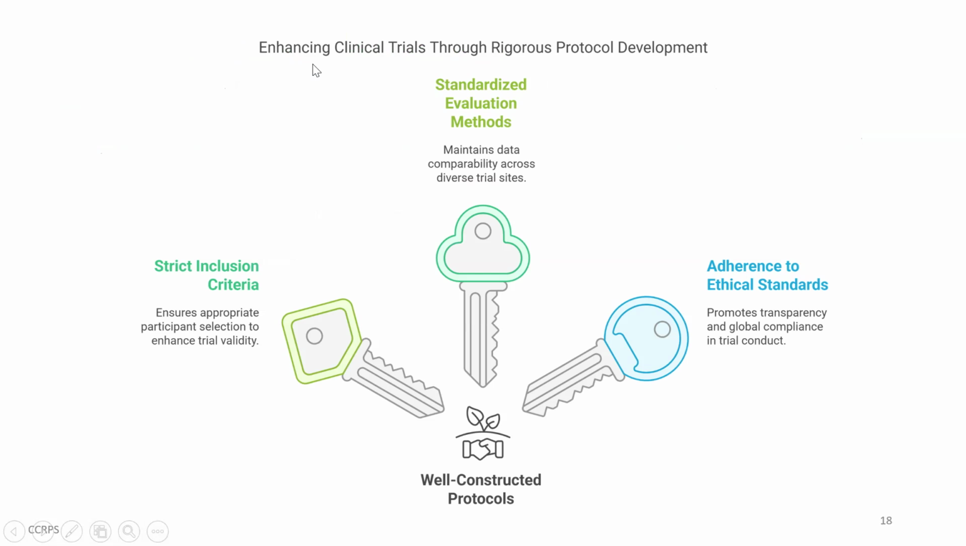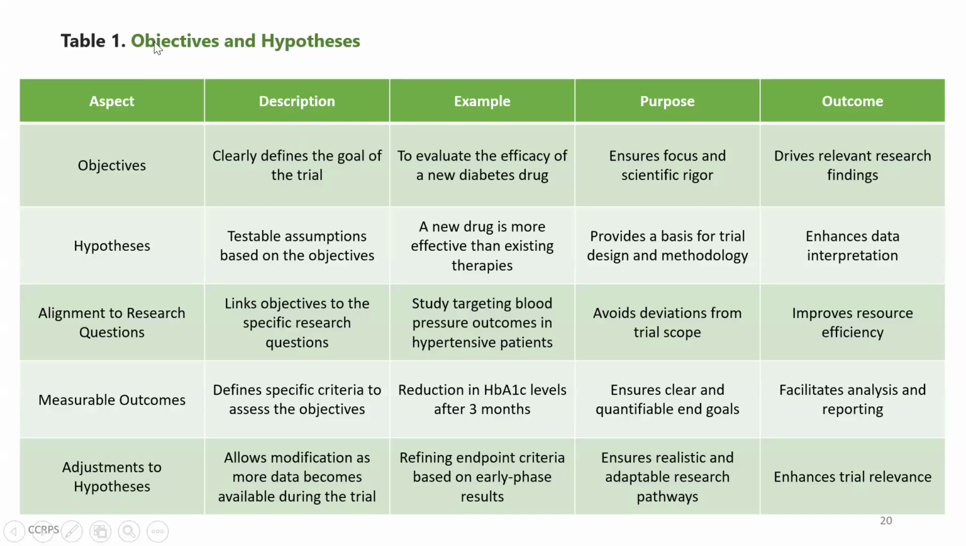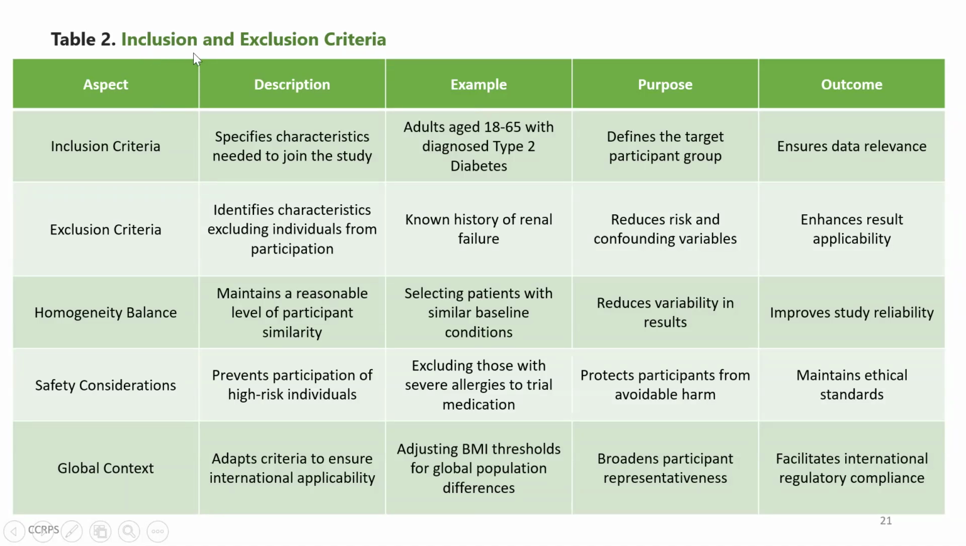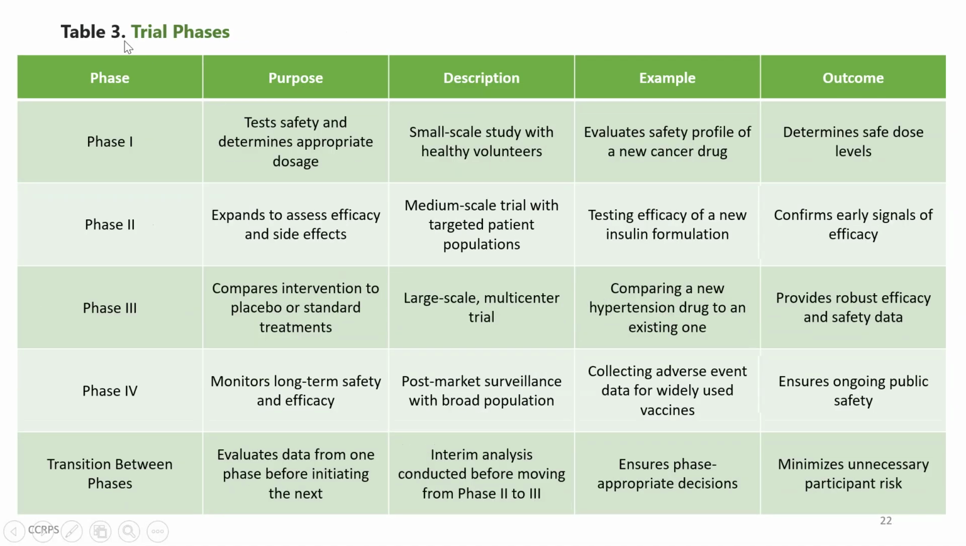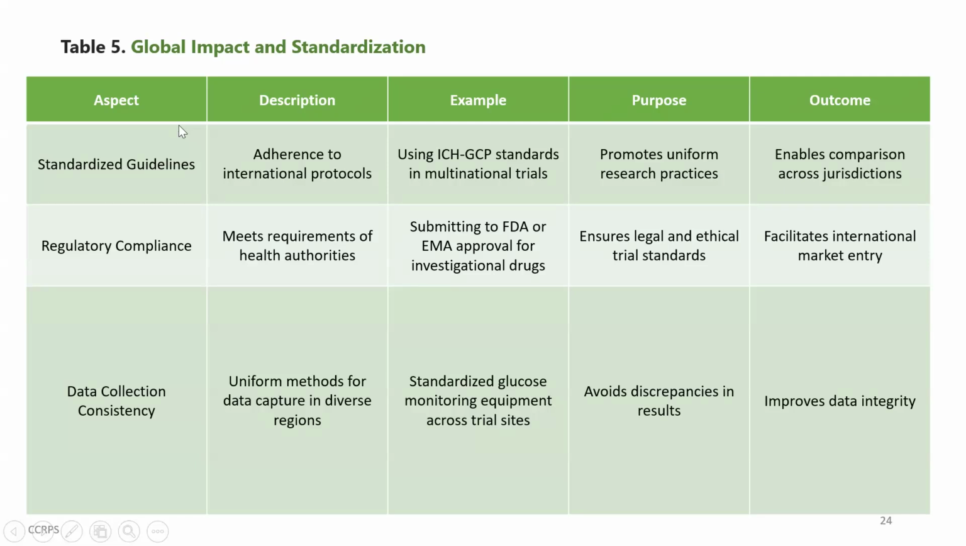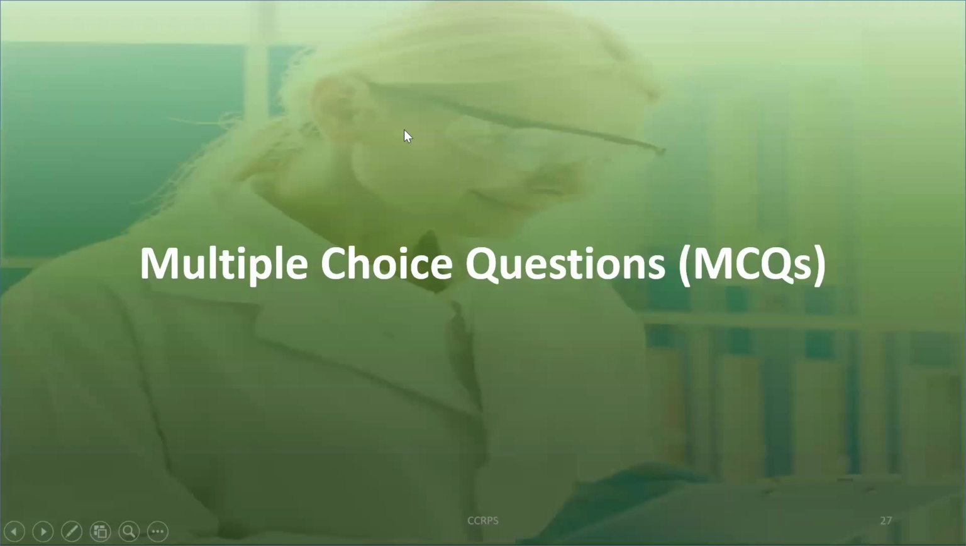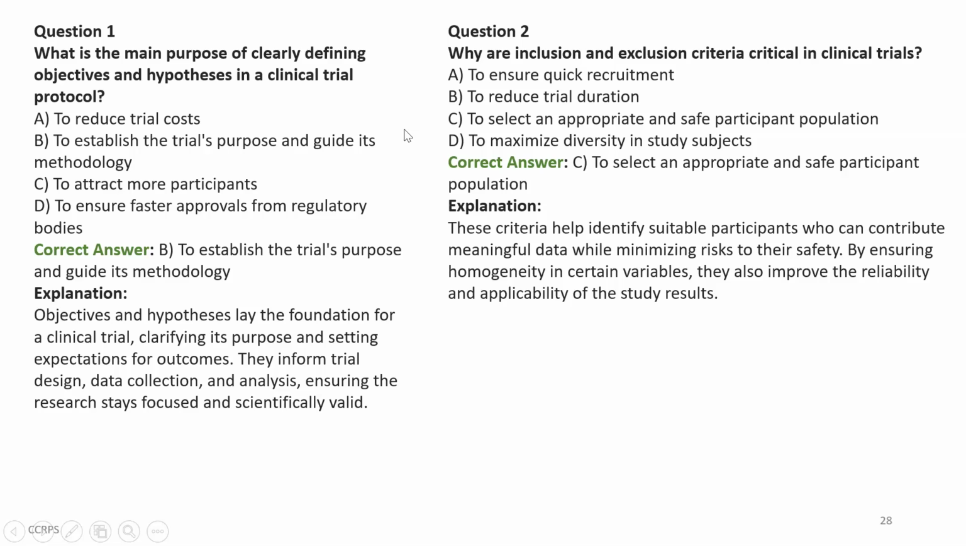Here we have the diagram on enhancing clinical trials through rigorous protocol development. Summary tables. Here we have a table on objectives and hypotheses, table on inclusion and exclusion criteria, table on trial phases, table on ethical considerations, table on global impact and standardization. Then application table, as we see here: scenario, for each scenario, key principle applied, key actions, timeline, what to watch out for. MCQs, multiple choice questions in order to revise what we have covered through this lecture.